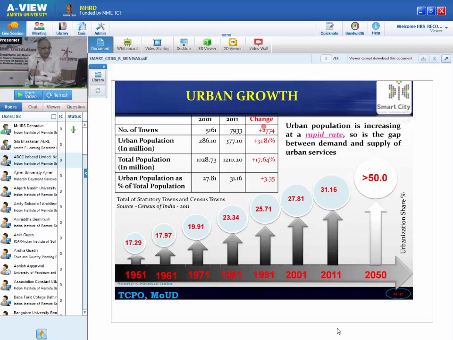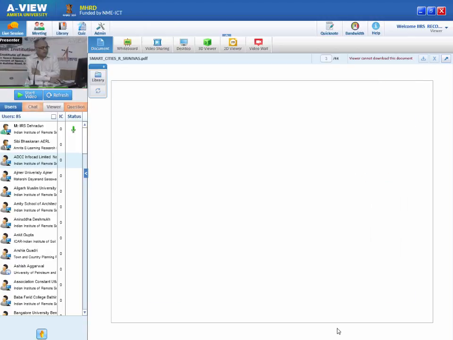So urban population has also increased from 286.10 million to 377 million. Of course, the growth rate is 31.81%, which is actually more than the total population growth rate. The urban population is increasing at a very rapid rate, so there is a gap between demand and supply of urban services.